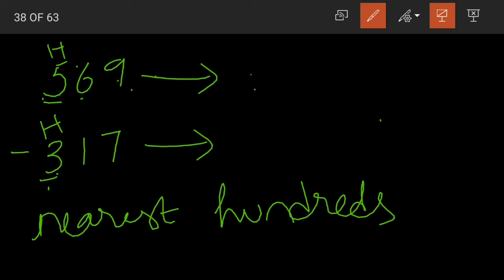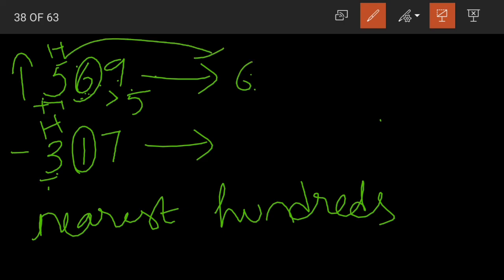Now 569, how do we round off? We'll need to look at the digit in tens place. In this, the digit in tens place 6 is greater than 5. So we round up. 5 plus 1 becomes 6. The remaining 2 digits are replaced by zeros. So 569 becomes 600.